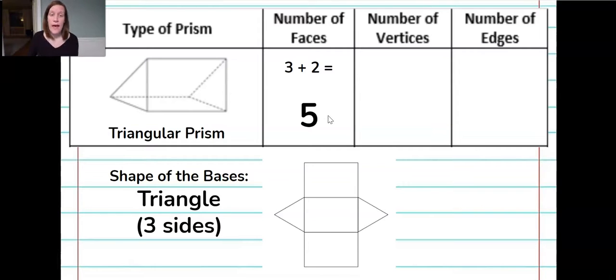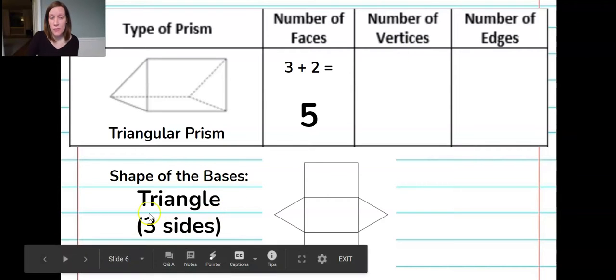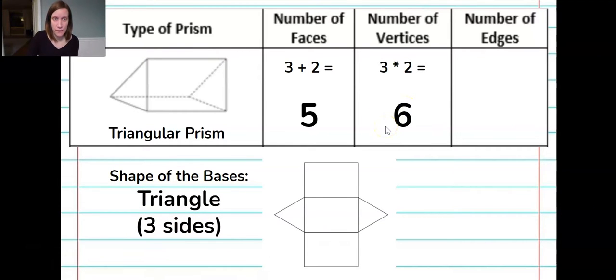We use that triangle again for our vertices. So we say a triangle has 3 corners, 1, 2, 3. There's going to be 3 on one end and 1, 2, 3 on the other. So to find the number of vertices, we take the number of sides of the shape of our base and we multiply it by 2. There are 6 vertices in a triangular prism.